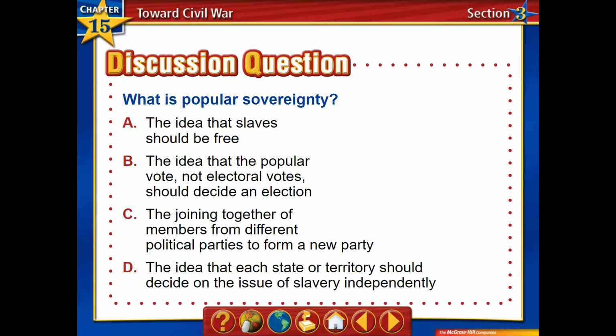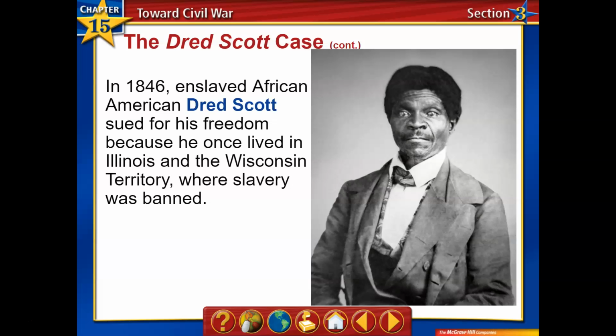But keep in mind, we've been talking about this idea of popular sovereignty. And in the context of what we're talking about, D's the best answer, right? We talked about Kansas. We talked about Nebraska. And we talked about just now James Buchanan being the one who supported this idea.